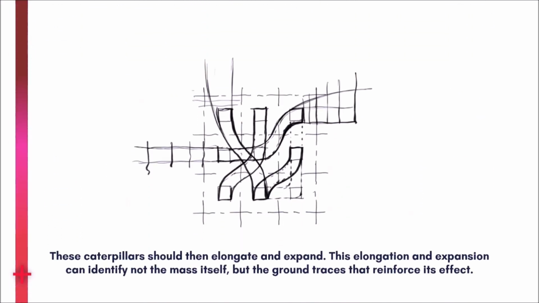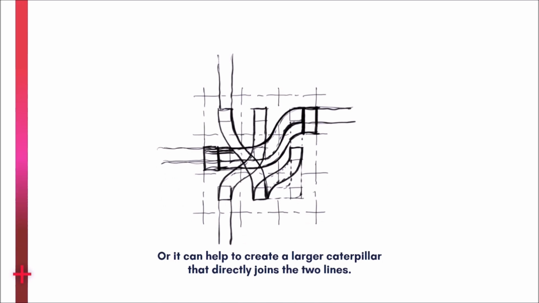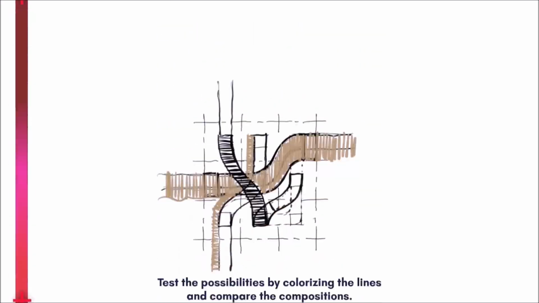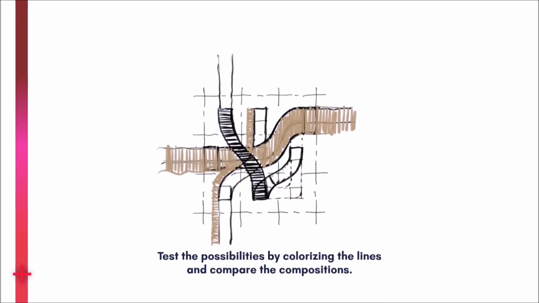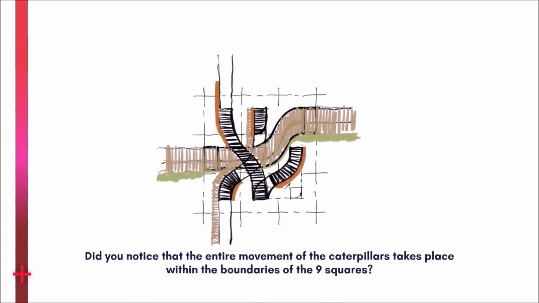These caterpillars should then elongate and expand. This elongation and expansion can identify not the mass itself, but the ground traces that reinforce its effect. Or it can help to create a larger caterpillar that directly joins the two lines. Test the possibilities by colorizing the lines and compare the compositions. Did you notice that the entire movement of the caterpillars takes place within the boundaries of the 9 squares?